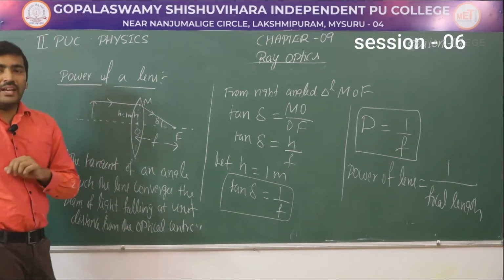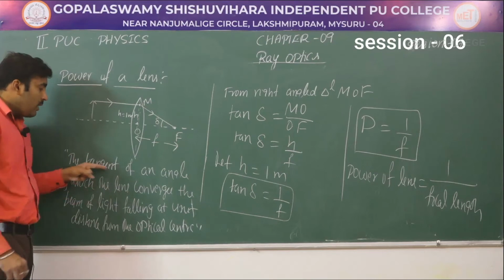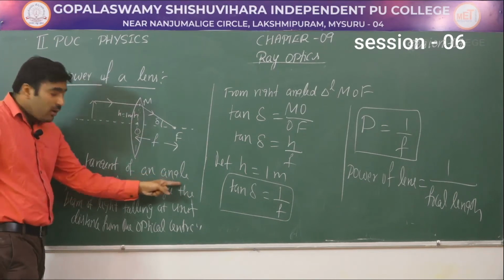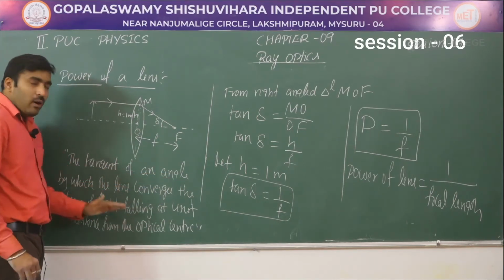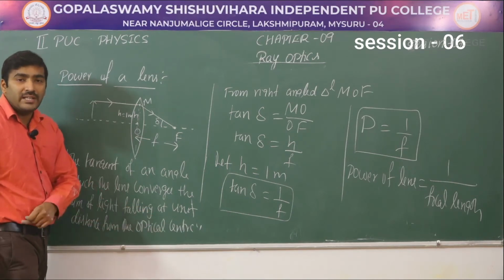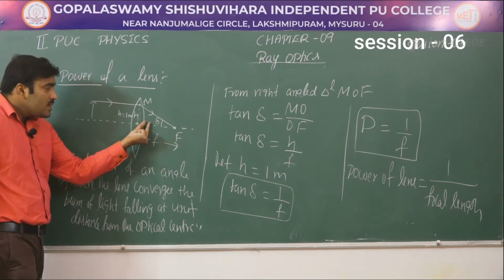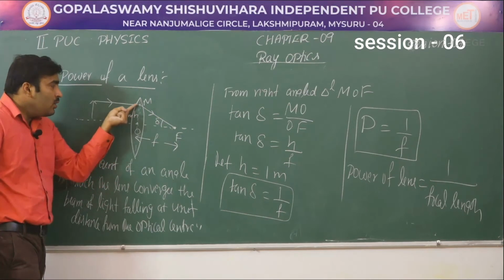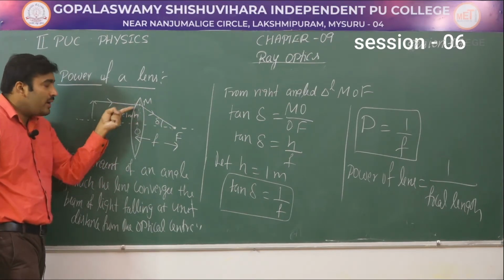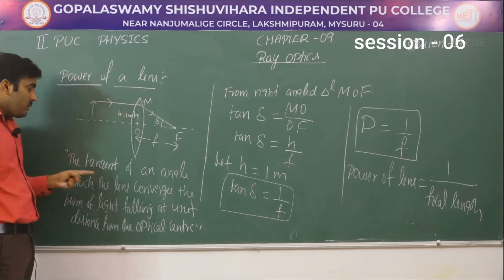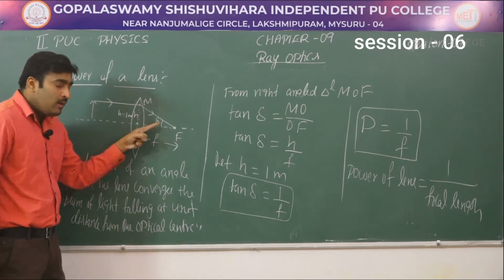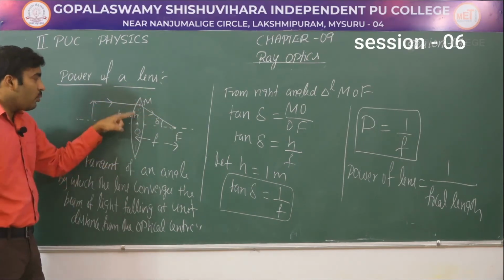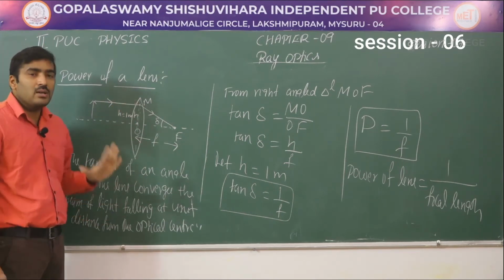Okay. So this is the definition for the power of a lens. Power of a lens is the tangent of an angle by which a lens converges the incident beam of light falling at a unit distance from the optical center. See, this is a delta. So tan delta, by which the ray is going to converge, falling at a unit distance from the optical center. From O to M we have taken the distance as 1 meter. So that is why the definition is the tangent of an angle by which a lens converges the rays falling at a distance of 1 meter from the optical center. So this is called the power of a lens.